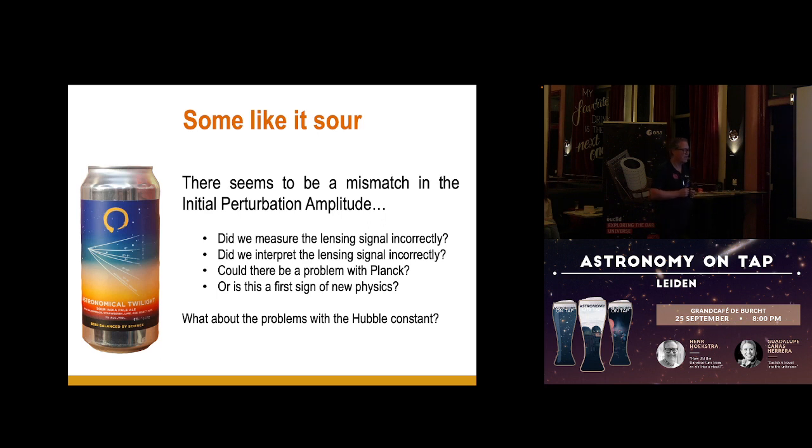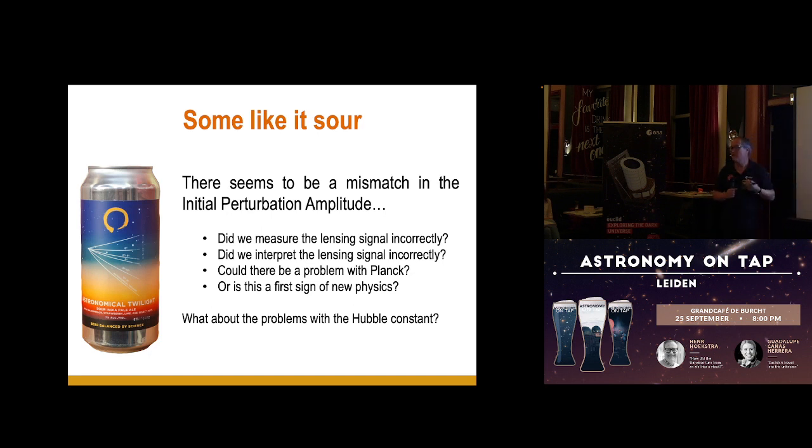So the IPA, the internet has so many beers with astronomy themes, it's really amazing. Basically, this is a sour India Pale Ale, and so maybe we have sour initial perturbation amplitudes. I'm not a fan of sour beers, but some do like it.